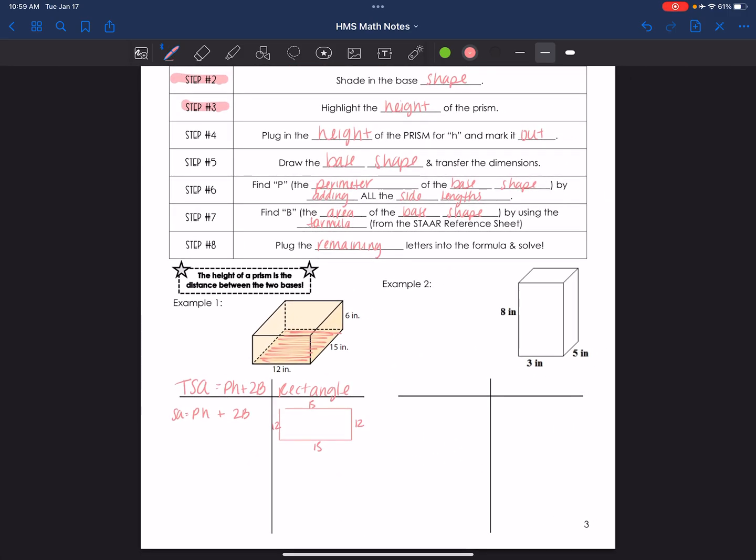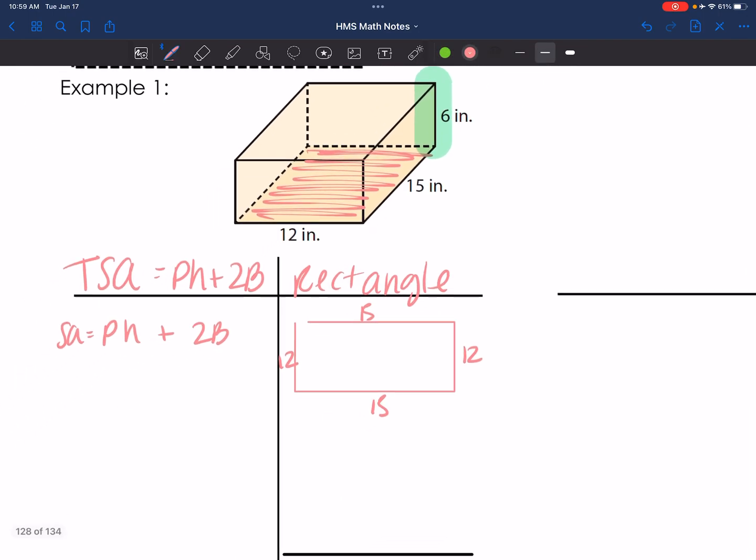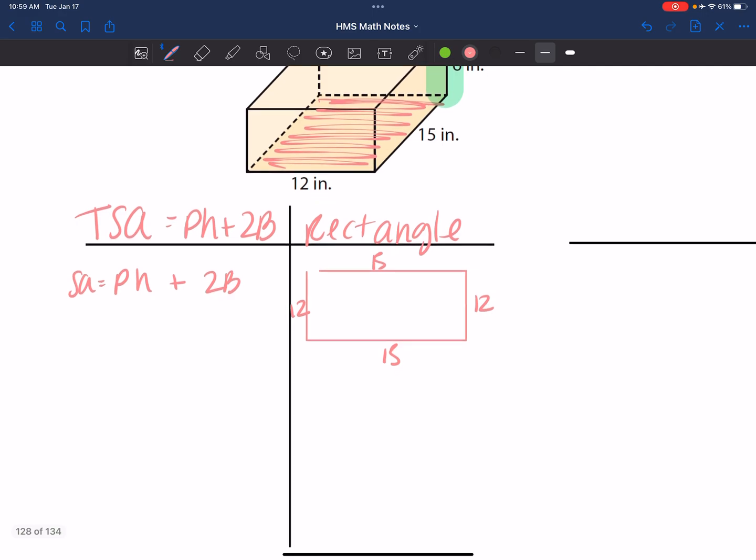I haven't identified my height yet, so I know if my base is a 12 by 15, it's going to be the bottom and the top. Therefore, my height is always going to be the distance between, which is that 6. So let's plug that in. I know H equals 6.